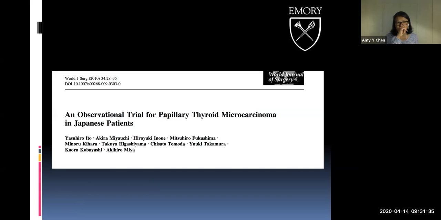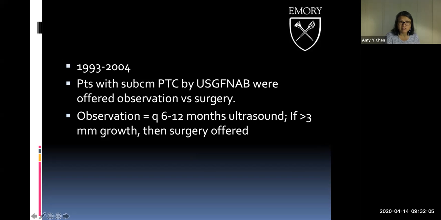So where did this all come from? Well, there was an observational trial for papillary thyroid microcarcinoma in Japanese patients. This was published in the World Journal of Surgery. What they did was, actually this wasn't randomized, they just observed the patients who had microcarcinomas and saw how they did. They decided not to operate on them. This was an institution-wide study, and this was conducted between 1993 and 2004.